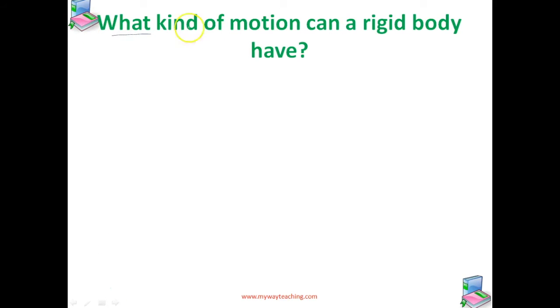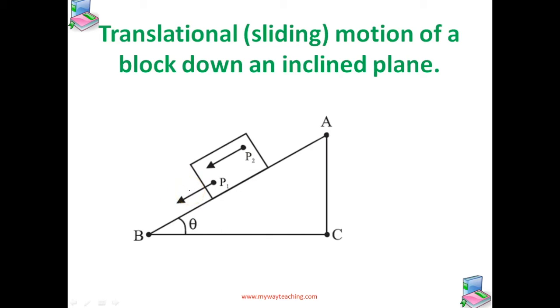Now let us see what kind of motion a rigid body can have. Let us begin with a rectangular block sliding down an inclined plane without any sidewise movement. You can see that in the figure. In this figure you can see a rectangular block which is sliding down an inclined plane, and this block we can consider as a rigid body.